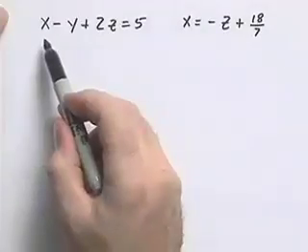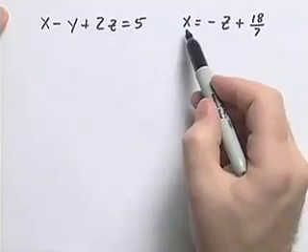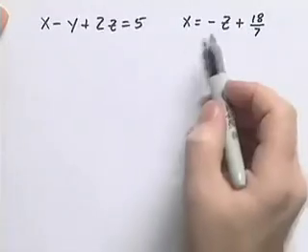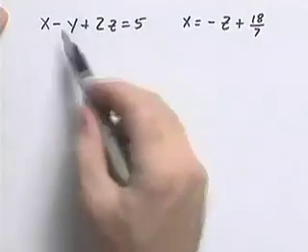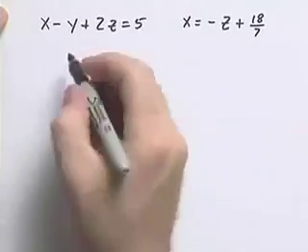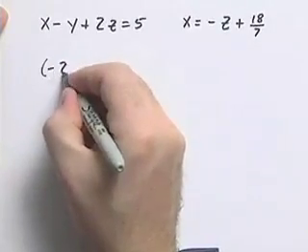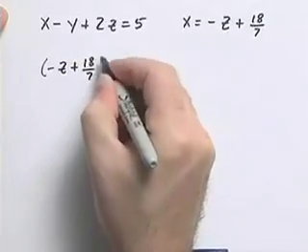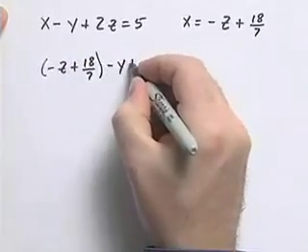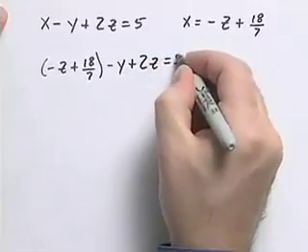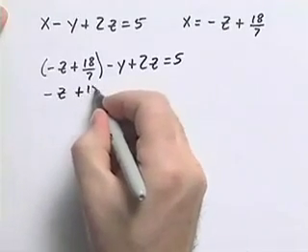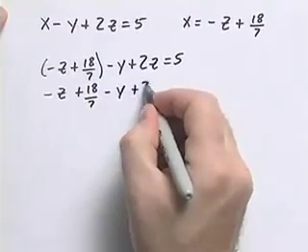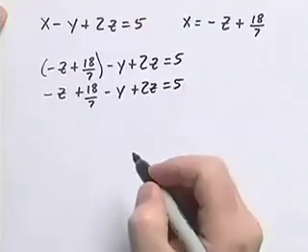Now we need to get y in terms of z to complete our solution. Here we've rewritten our first equation, and here we have x solved in terms of z. So we're going to take our definition for x, plug that into our first equation, and then solve this equation for y to get it in terms of z. So here we would have negative z plus 18 sevenths, that's what x is, minus y plus 2z equals 5. So we can use our grouping symbols: negative z plus 18 sevenths, minus y, plus 2z equals 5.